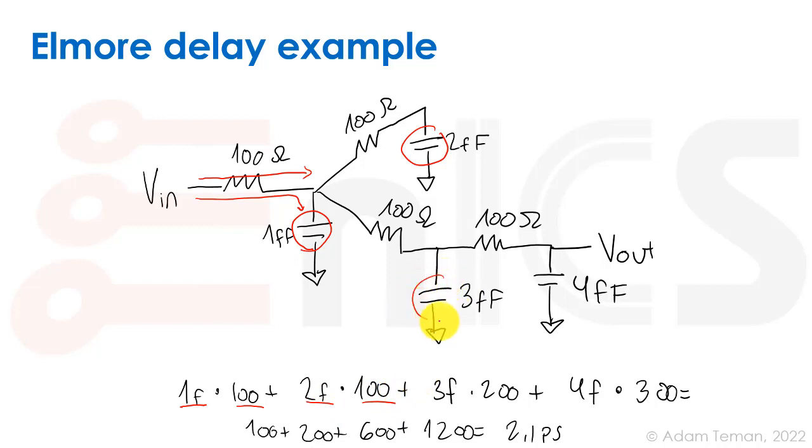And then we have the 3 femtofarad capacitor that we have to go through this 100 ohm resistor and that 100 ohm resistor. So we get 3 femtofarad times 100 plus 100, which is 200, and the 4 femtofarad capacitor now has to go through 100 plus 100 plus 100, so we get times 300. And if we add all those together, we get 2.1 picoseconds, and that is the Elmore delay constant of that circuit that we showed.